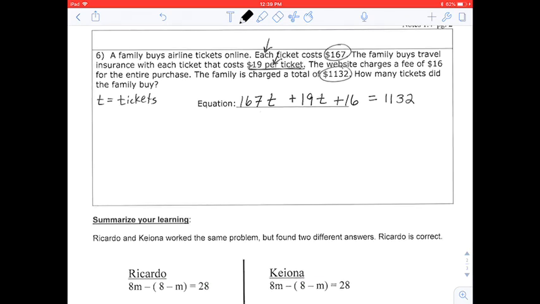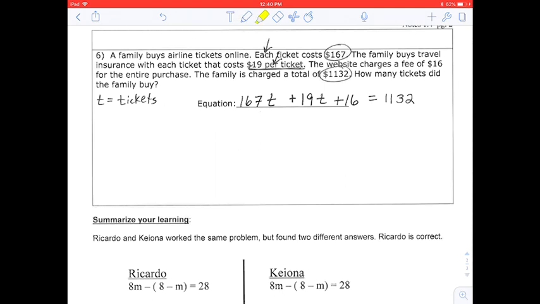Let's do the same process for number 6. A family buys airline tickets online. Each ticket costs $167. The family buys travel insurance with each ticket that costs $19 per ticket. The website charges a fee of $16 for the entire purchase. If the family is charged a total of $1,132, how many tickets did they buy?